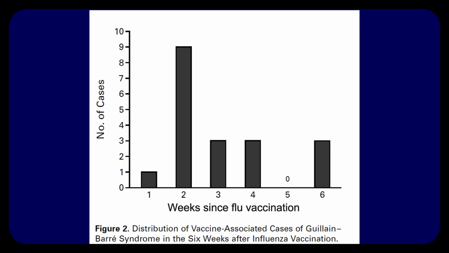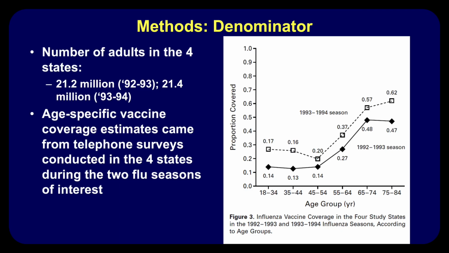So then you could see here, of the ones that we call the vaccine associated, those that had Guillain-Barré syndrome onset within 6 weeks of their flu vaccination. You can see the distribution of timing here. So we're doing some descriptive analyses.